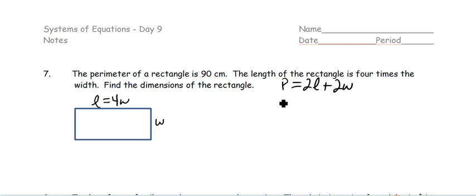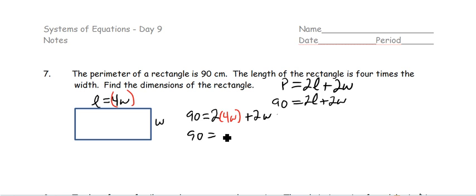Know that the perimeter is 90 equals 2L plus 2W. I've got L equals something. It equals 4W. So I'm going to plug that in to this equation here. So I'm going to do 90 equals 2, and then I'm plugging in, instead of L, 4W plus 2W. So 90 equals 8W plus 2W.